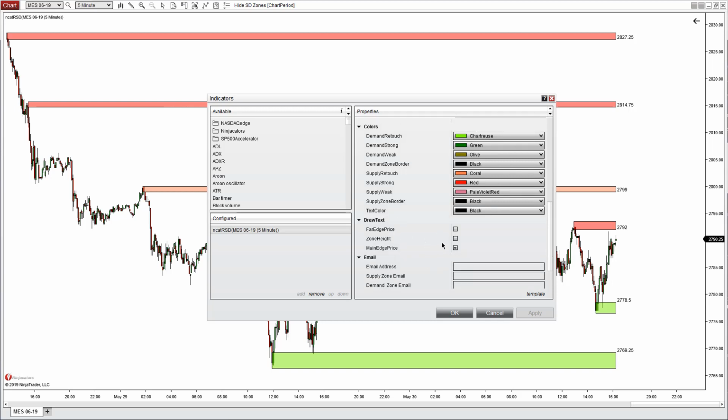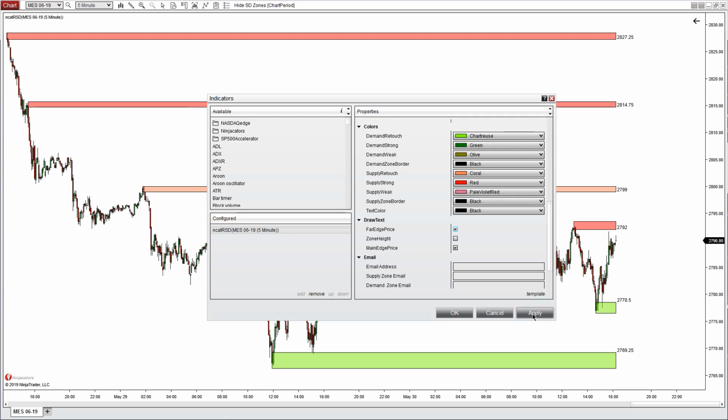Far edge price and zone height and main edge price. If I check this, you can see right here it says 27.92, 27.99. That's the bottom of the box for supply zones, and the top of the box for demand zones, 27.78. It just gives you those main edge prices.